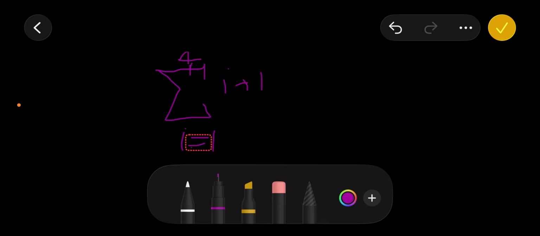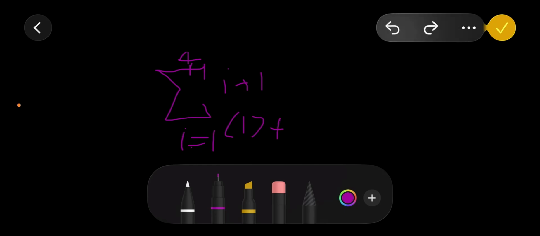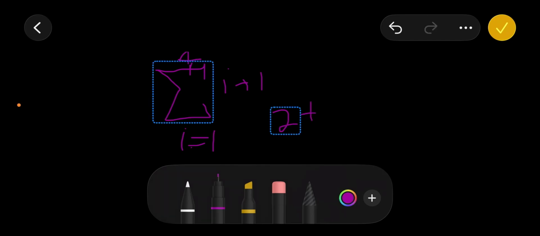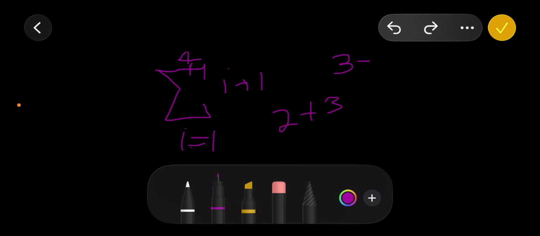Well, the actual solution is, you see guys, I put the upper limit as 4. The upper limit is where we stop, and the bottom limit is where we start. So basically, you see how I put i equals 1. Let's plug that in. 1 plus 1, which equals 2, of course. So we put 2 plus, now let's put i for 2. So 2 plus 1, and that's just 3. So 2 plus 3. Now let's put 3 for i. We have 3 plus 1, which equals just 4.